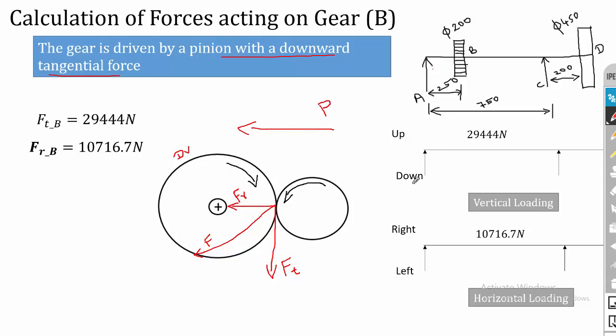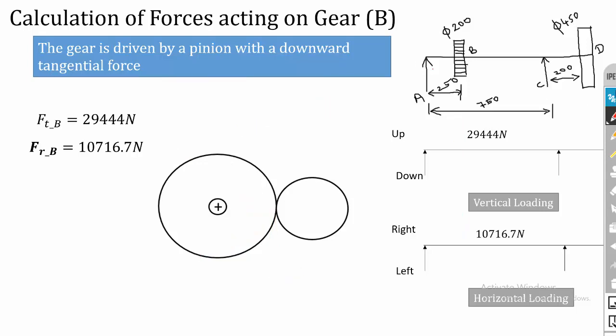First, the vertical loading. So here the load drawing has supports on A and C. The gear is located in B. The Ft is acting in the downward direction. Then in the horizontal loading, the Fr is acting towards left. So Fr is acting towards left side. Okay. So this is all about the forces acting on gear.